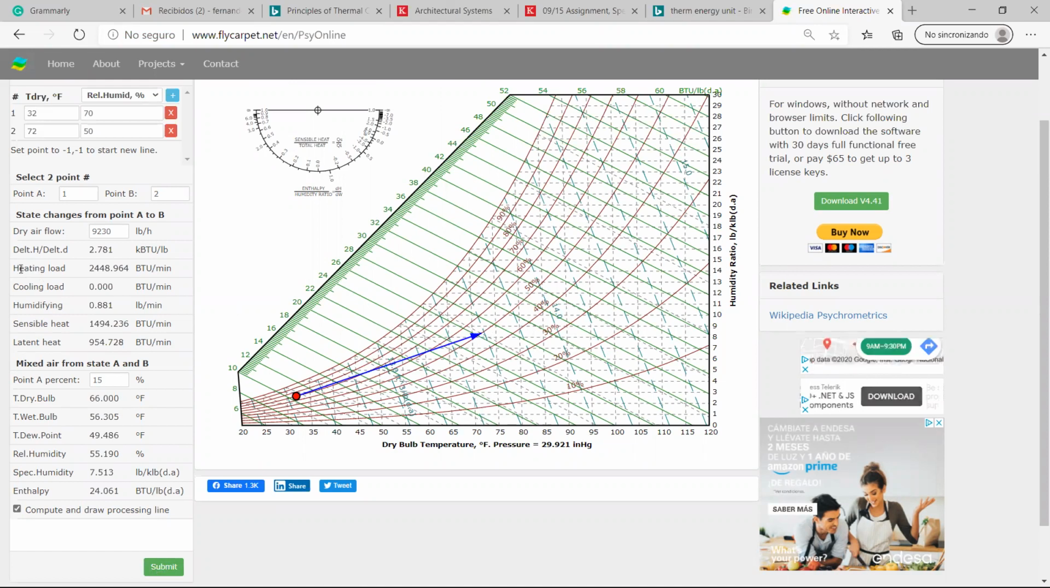And now we only have to check the heating load. Why heating load? Because we are moving in this direction.